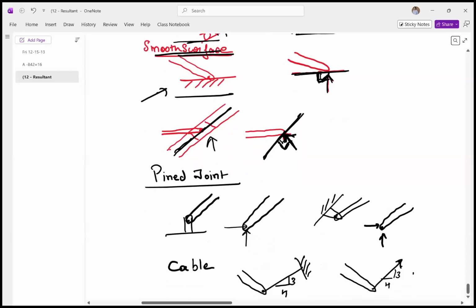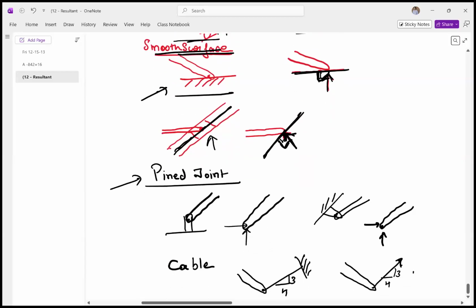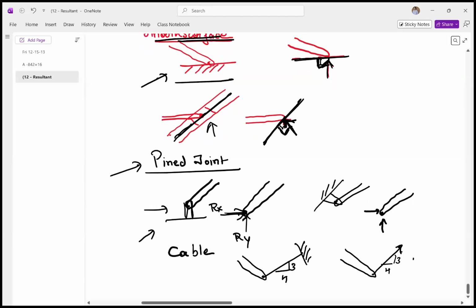Then comes the pin joint, and the pin joint is frequently used. A pin joint will have two forces, an x force and a y force. One representation of the pin joint is this one, and there will be an x force. You can call it a reaction force, Rx, and there is another force, Ry. And whatever kind of pin joint it is, something like this is a pin joint at an incline. Even in this case, you will have two forces at the joint at this particular point.